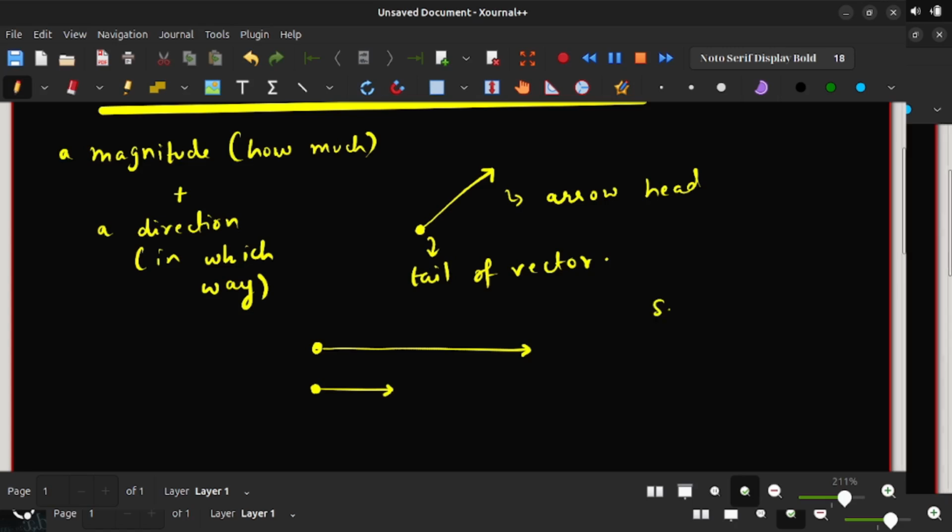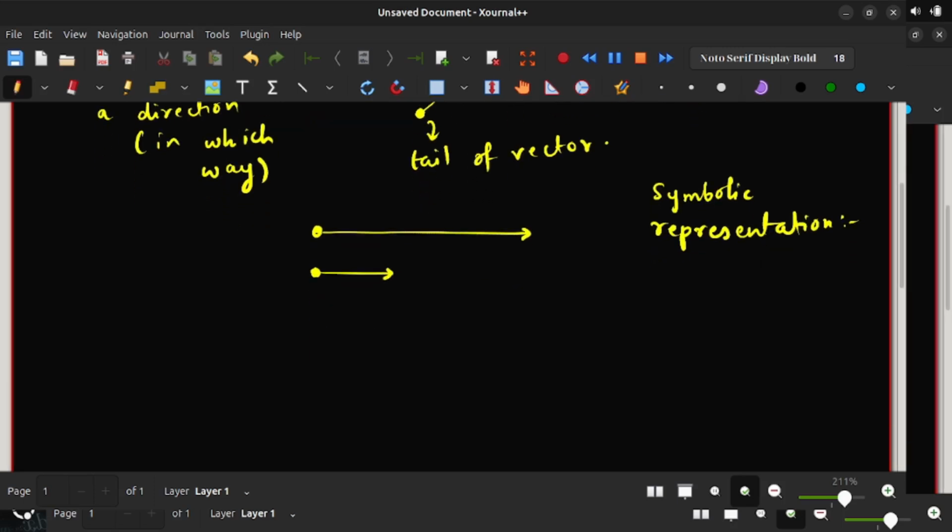Symbolic representation is something like this. If I say A is a vector, then how should I write it? I should write A and I should write this arrow on top of it. And maybe something like this, A bar also works. In some of the texts, you write this bold A. So this is bold A. All these things are telling me that A is a vector.